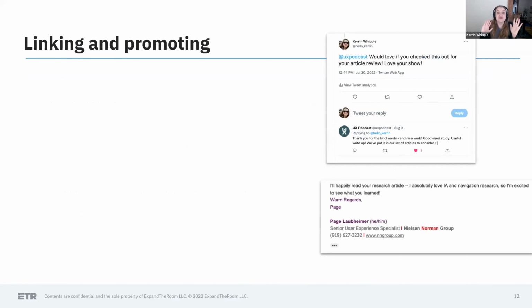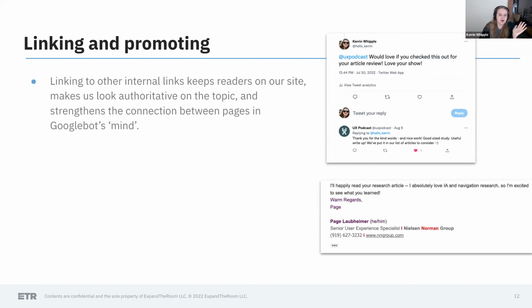Linking and promoting. After you've written your article, or also as part of writing it, think about internal links. Our content library is growing, so when you're writing about a certain topic, think about the other topics we have written about and ways to connect them. This makes us look authoritative on the topic. It keeps people on our site because it gives them another link to click on that's still on our site. And it strengthens the connection between pages, so Googlebot knows how pages are related and can crawl our site better.